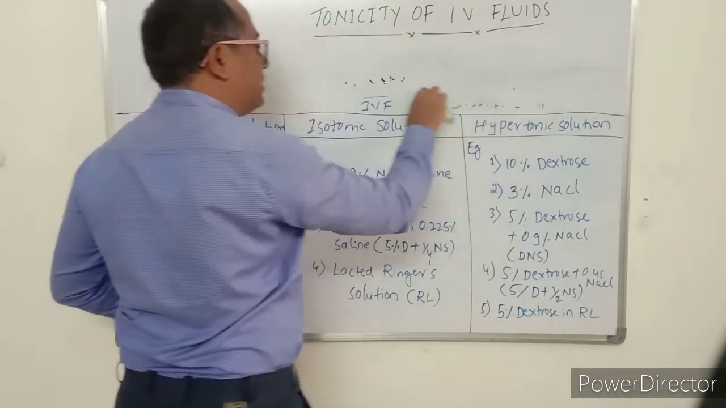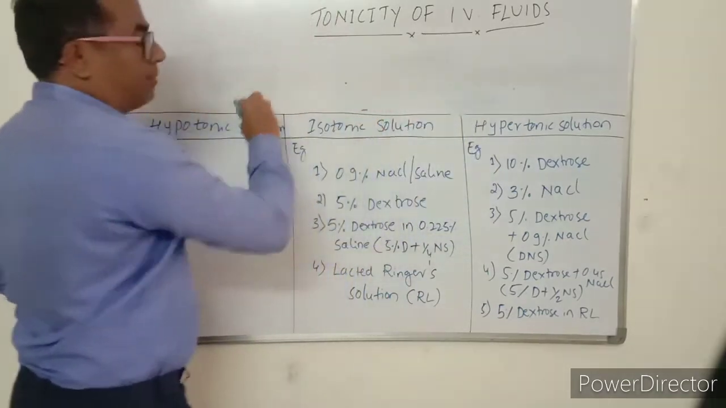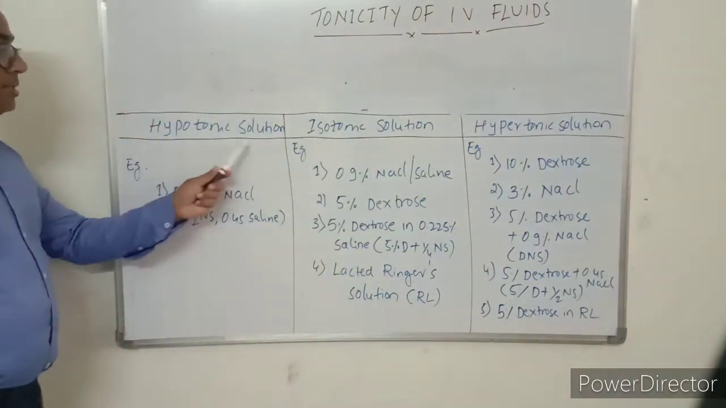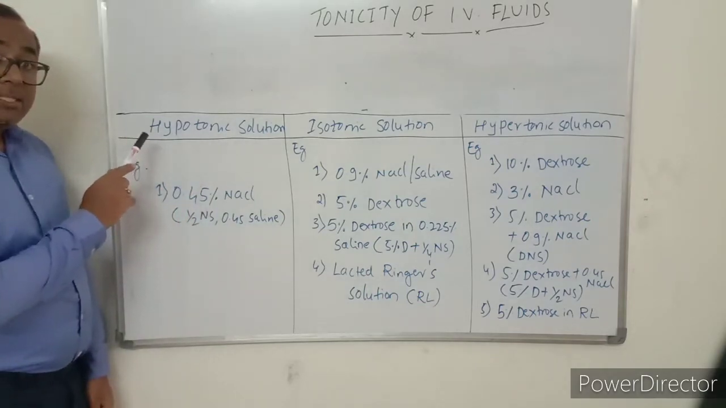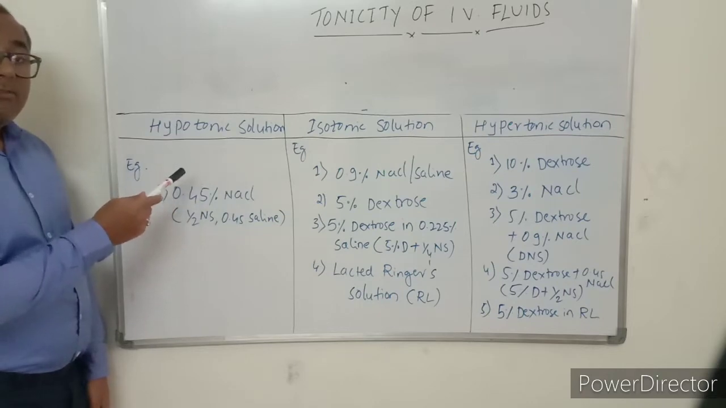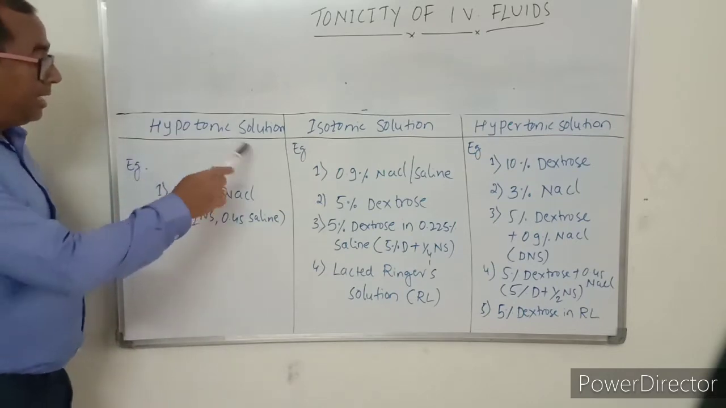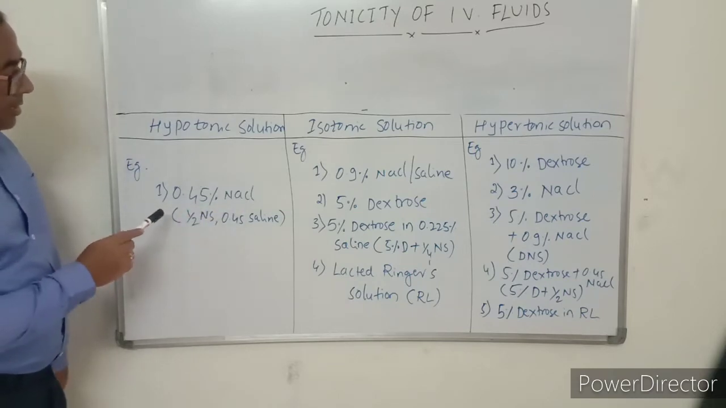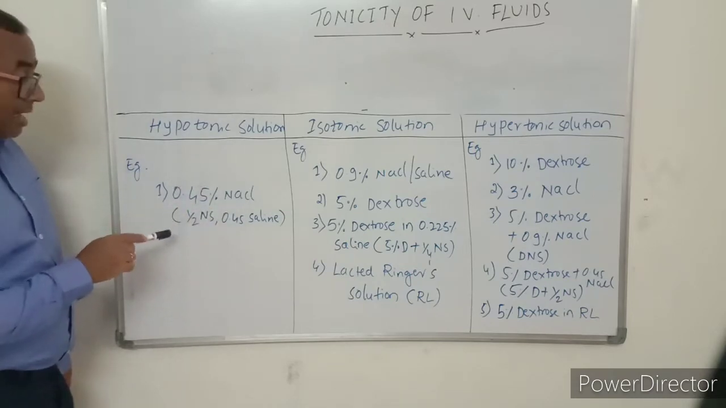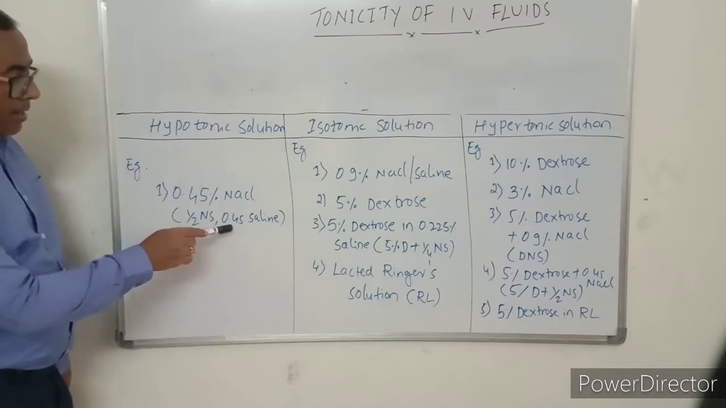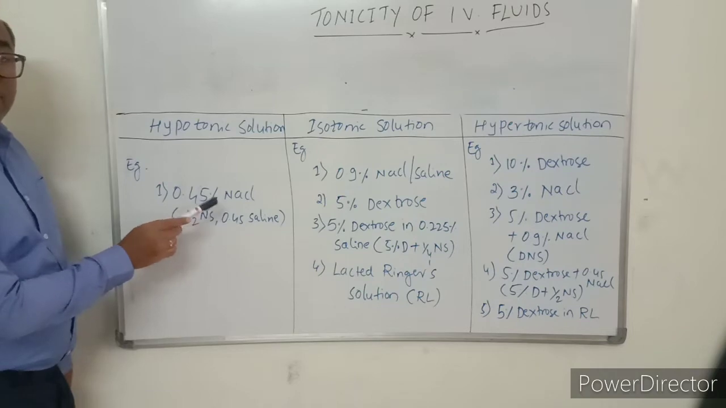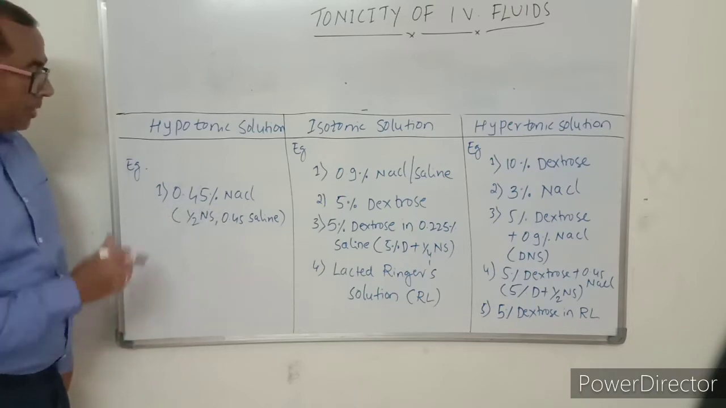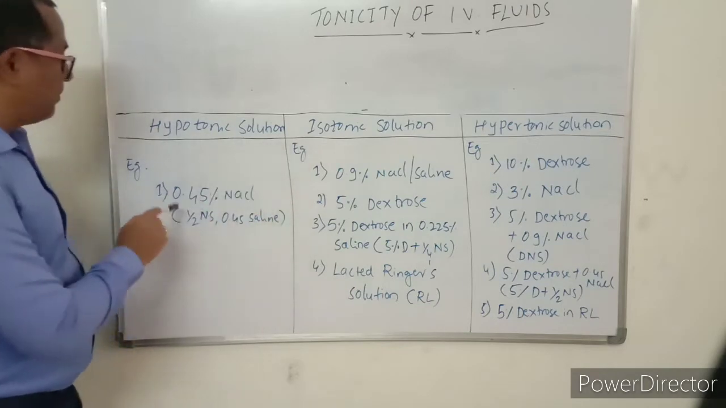So let's see the examples of these three types of solution. First one is hypotonic solution, where the concentration of solutes present in the IV fluid is lesser than that in the blood plasma. The example for hypotonic solution is 0.45 NaCl, called half NS or 0.45 saline. Here every 100 ml of solution contains 0.45 gram of NaCl, sodium chloride. This is an example of hypotonic solution.